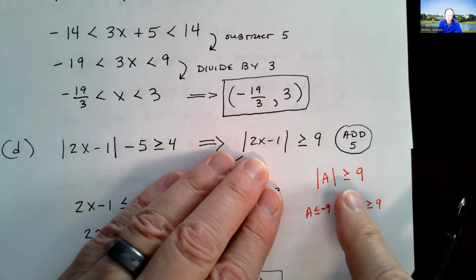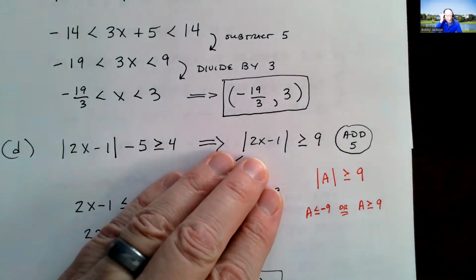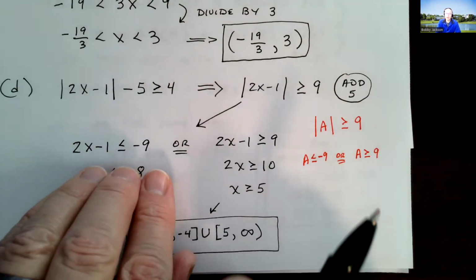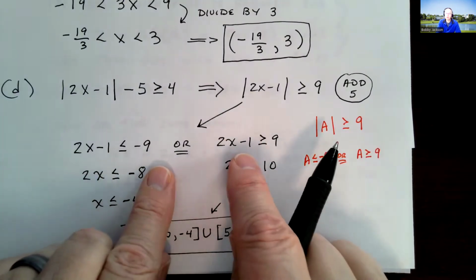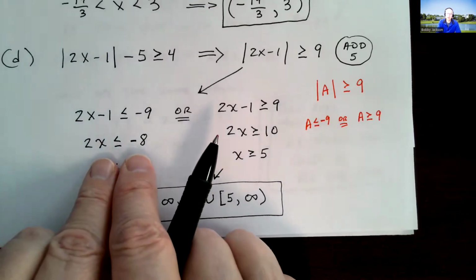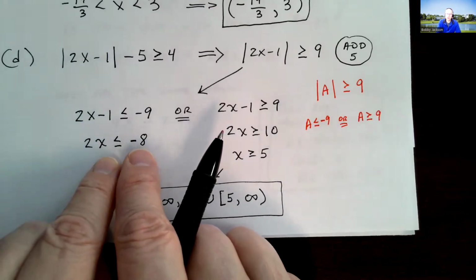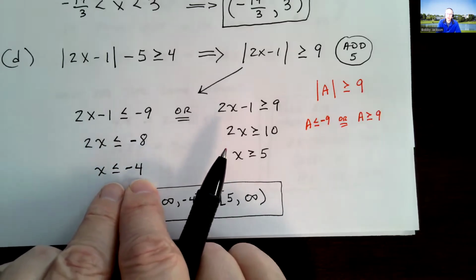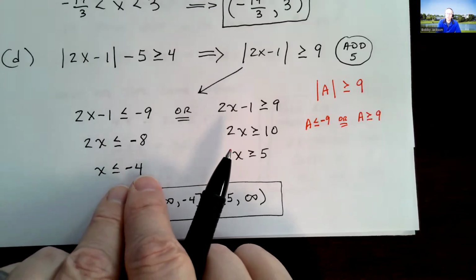And so we end up in this case with 2 different inequalities to solve. Okay? So that's what I've done. 2x minus 1 is either less than or equal to negative 9, or 2x minus 1 is greater than or equal to 9. And I solve each one separately. Here I add 1 to both sides. Negative 9 plus 1, be careful, is negative 8. Divide both sides by 2. Doesn't change the direction of the inequality. I get x is less than or equal to negative 4.